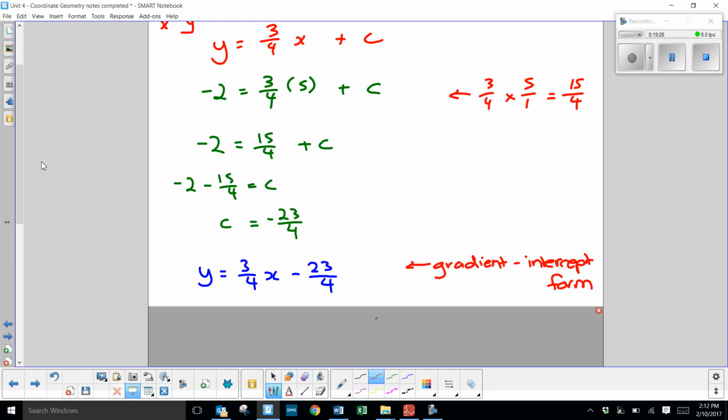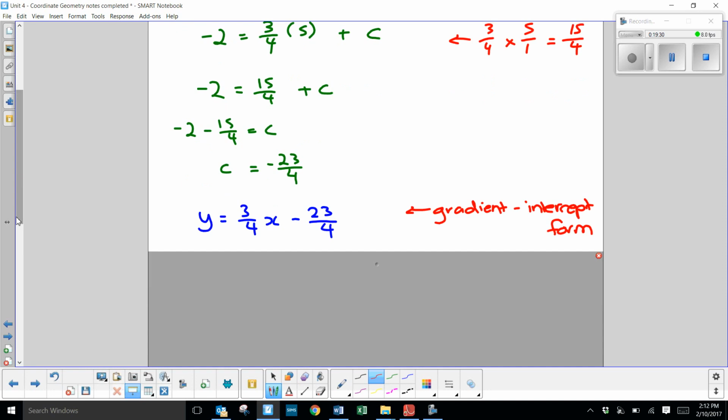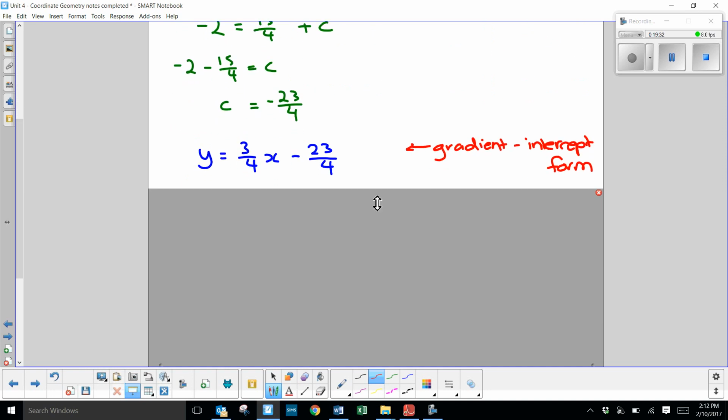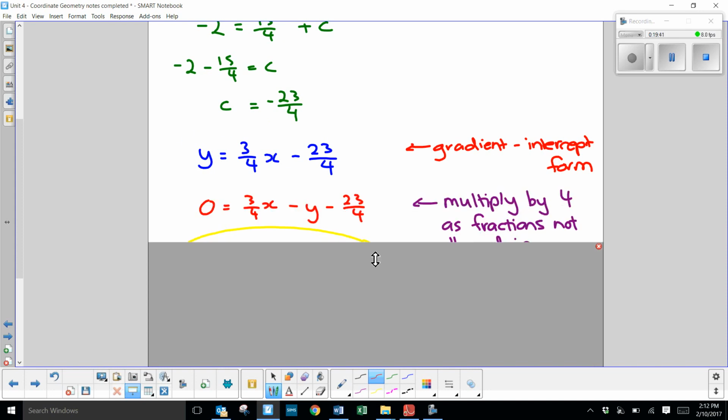Now you're asked for the general form. So we need to subtract y from both sides is maybe what I'm going to do. It's a bit less work. So just go 0 equals 3/4 x. I've just gone straight to putting the y in the center because you need x, y, the constant term. 3/4 x minus y minus 23 over 4. But remember, a, b, and c need to be whole numbers.